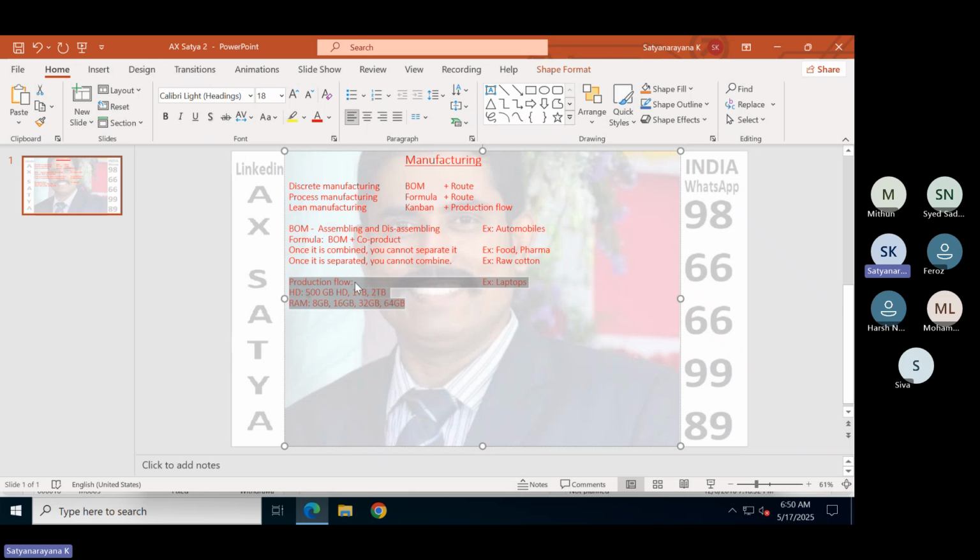See, production flow or lean manufacturing is a very small functionality. Don't expect much from this one. The main modules you will be learning for 1 month, 1.5 months. This one you are going to learn in 3 to 4 hours. Very small function. Lean manufacturing is used by very few industries, but discrete and process manufacturing are used by the majority. So our main focus is discrete and process, not lean manufacturing. Lean manufacturing, I'm going to teach you only as a touch up.